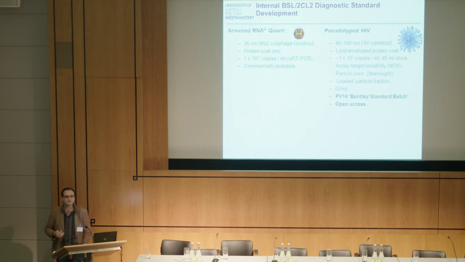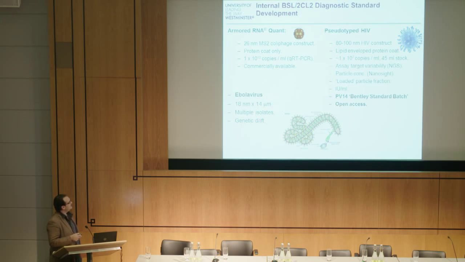So how did we get to work with this, not working at Porton Down or USAMRIID or something like that? We took the Armored RNA Quant product from Asuragen. This is a 26 nanometer phage. It's available off the shelf. The design that we've put in it is available off the shelf if you wish to buy it and you don't want to talk to us. And we also took pseudotyped HIV, a technology my colleague at Westminster, Ed Wright, is an expert in. This is an 80 to 100 nanometer HIV construct with a lipid envelope, much like Ebola.